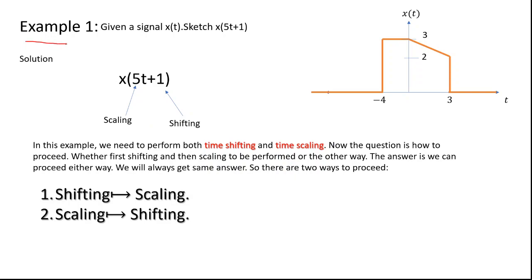So let us take an example. Suppose this is an arbitrary signal x of t. Let us do the transformation x(5t plus 1). Here we can see in this question there is a combination of scaling as well as shifting. Now the question is how we can proceed with this transformation.